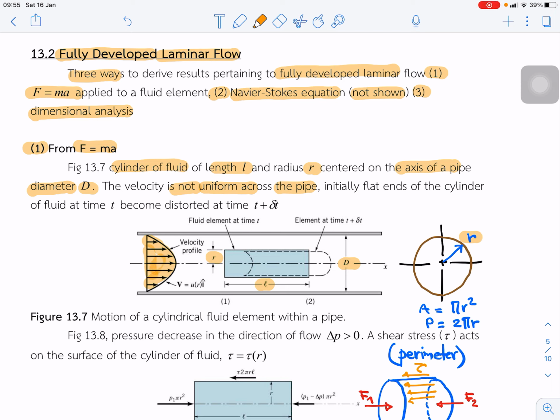Initially, the flat end of the cylinder of fluid at time t becomes distorted at time t plus delta t. We draw the control volume in green color, and this is the element of the fluid at time t. The dashed line is the element at time t plus delta t. So the system of fluid is distorted at time t plus delta t.